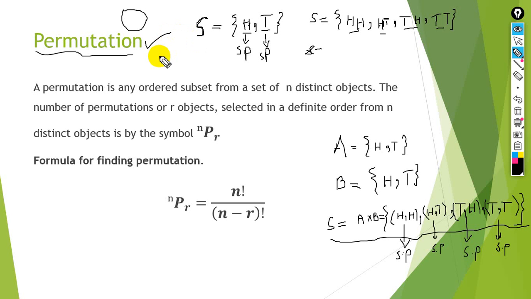But now you should keep in mind the definition of permutation and combination is that when we want to find the number of sample points in a sample space, so for that we are using permutation.